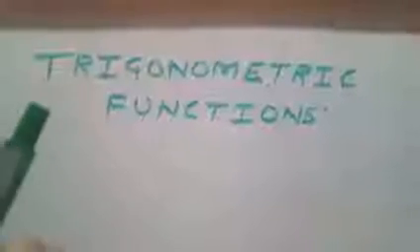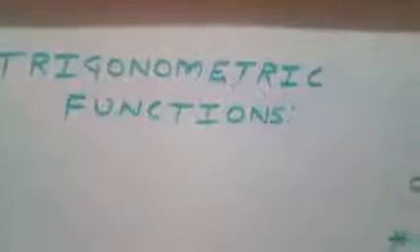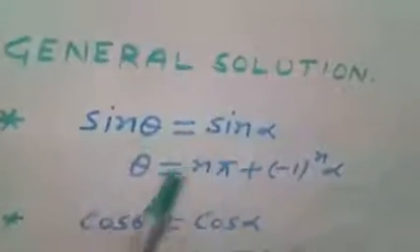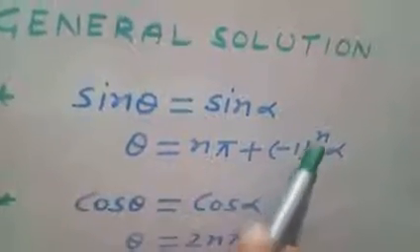Dear first year class, in trigonometric functions, today we are going to see the general solution. If sin theta is equal to sin alpha, then theta is equal to n pi plus minus 1 to the power n alpha. If cos theta is equal to cos alpha, then theta is equal to 2n pi plus minus alpha. If tan theta is equal to tan alpha, then theta is equal to n pi plus alpha.